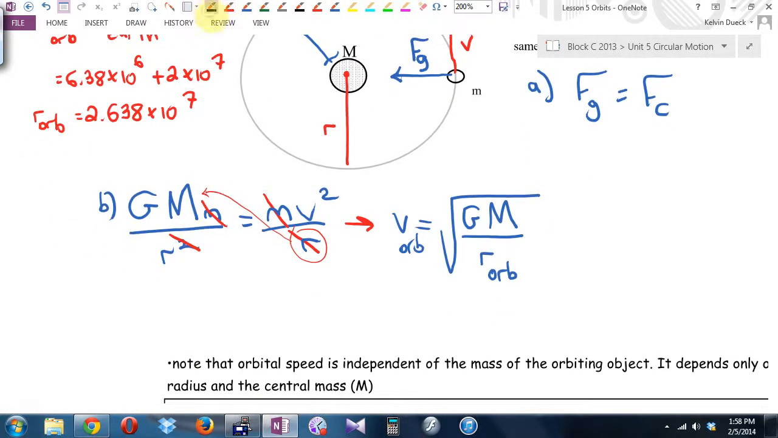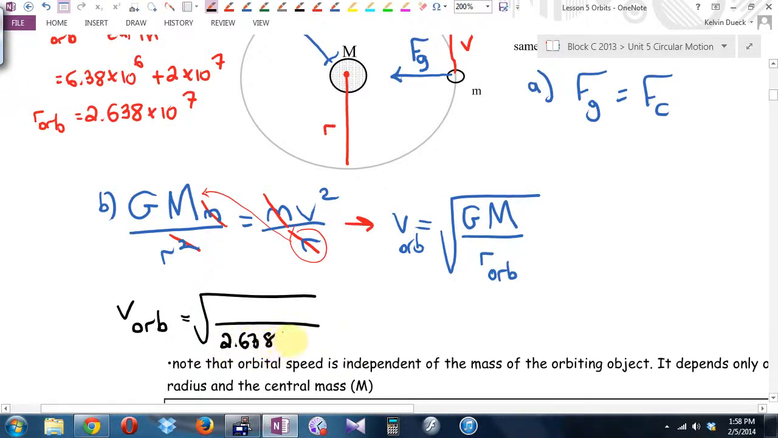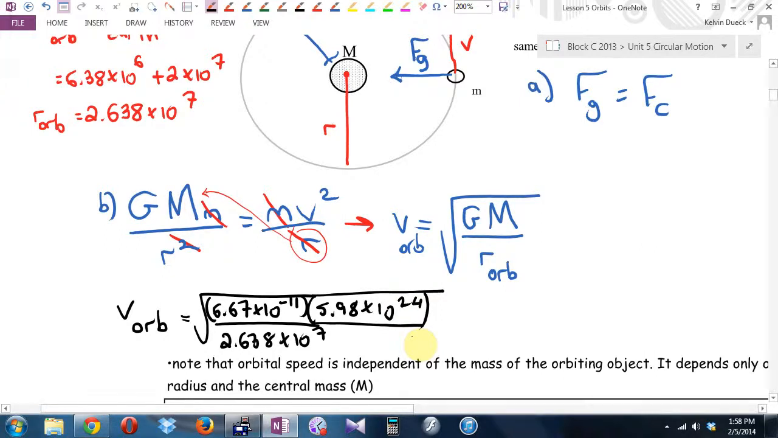I can now tell you the speed with which this satellite needs to orbit the Earth, if it wants to orbit at an altitude of 20,000 kilometers, at an orbital radius of 2.638 times 10 to the 7th. The speed you need to give it is the square root of 6.67 times 10 to the negative 11 times 5.98 times 10 to the 24, the mass of the Earth, divided by 2.638 times 10 to the 7th.